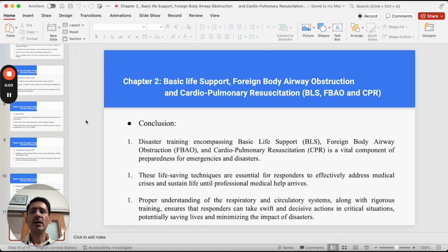Let's conclude. Disaster training encompassing basic life support, foreign body airway obstruction, and cardiopulmonary resuscitation is a vital component of preparedness for emergencies and disaster. These life-saving techniques are essential for responders to effectively address medical crises and sustain life until professional medical help arrives. Proper understanding of the respiratory and circulatory system, along with rigorous training, ensures that responders can take swift and decisive actions in critical situations, potentially saving lives and minimizing the impact of disaster.